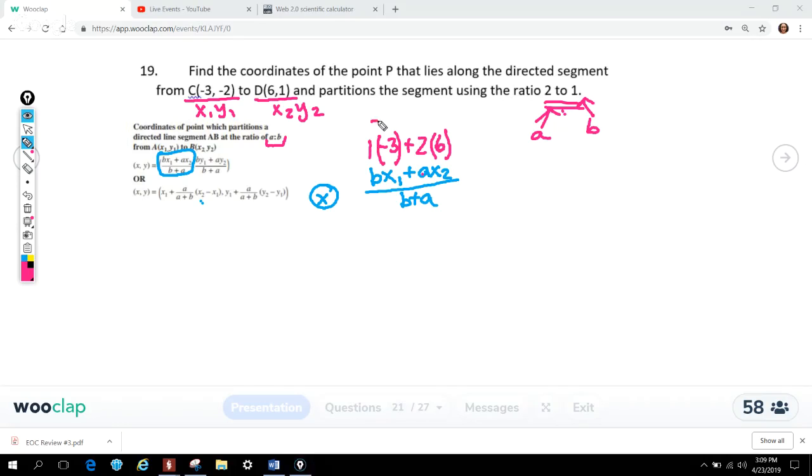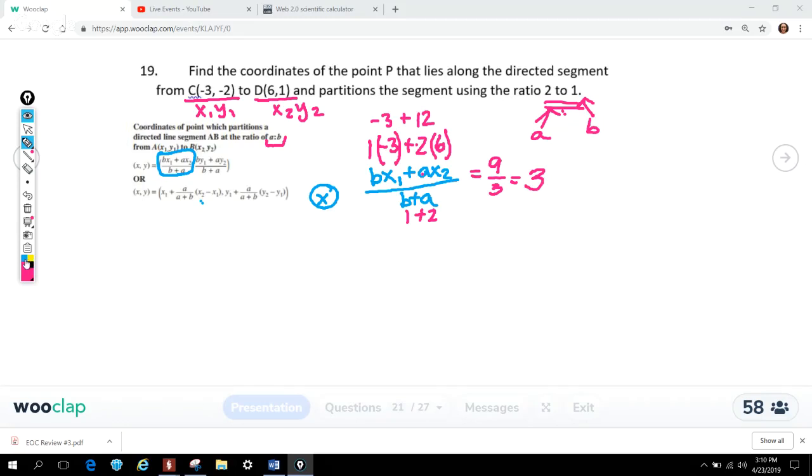-3 times 1 is -3. 2 times 6 is 12. And when I add them up, I'm left with 9 for my numerator. So instead of going across the page like we normally do in math, I find it easier to go up and down to get my problem. Then it says, what's b plus a? B is 1, a is 2, 1 plus 2 is 3. So now I know my x coordinate is 3.